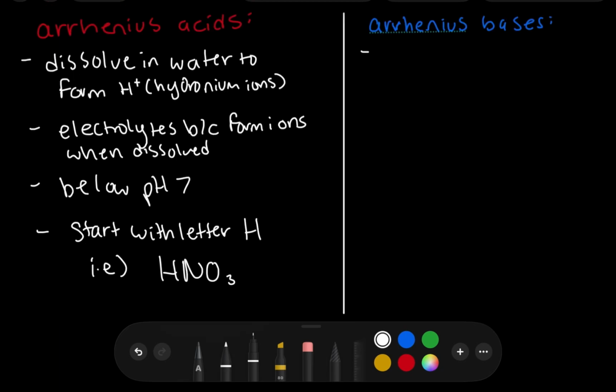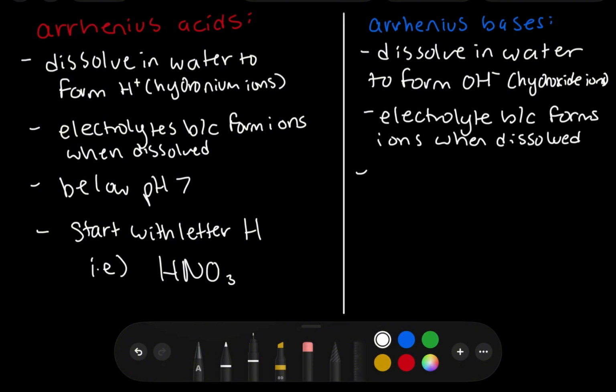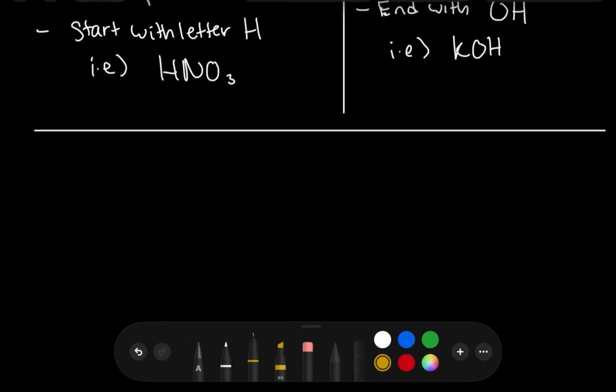Now let's talk about Arrhenius bases. Well, Arrhenius bases are those that produce OH minus or hydroxide ions when dissolved in water. So similarly to Arrhenius acids, Arrhenius bases are also electrolytes because they produce ions when dissolved. And again, as we talked about earlier, the possible pH values for Arrhenius bases are those above 7. And last but not least, these bases typically end with the letters OH, like KOH.